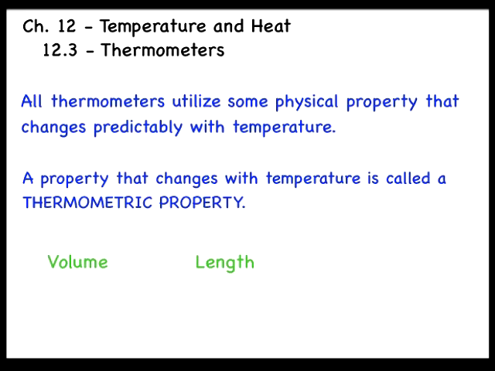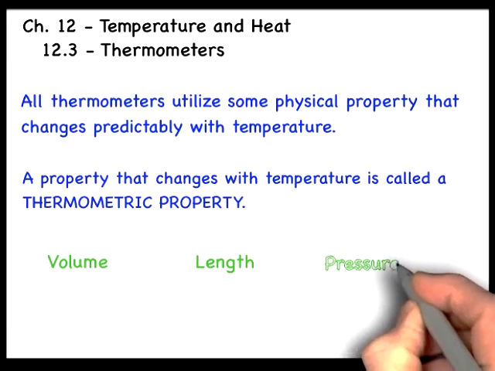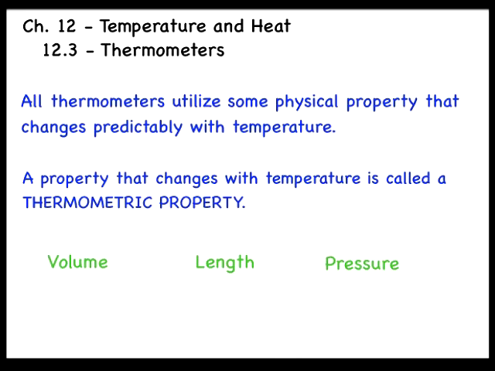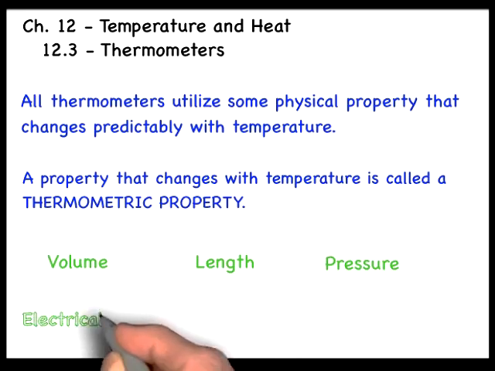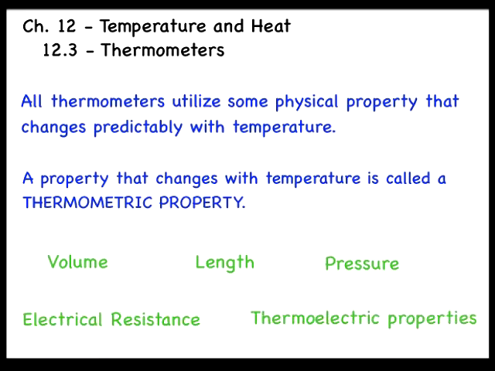One type of thermometer takes advantage of how the temperature of a gas at constant volume changes with pressure. There are also thermometers that are based on electrical resistance or on thermoelectric properties.